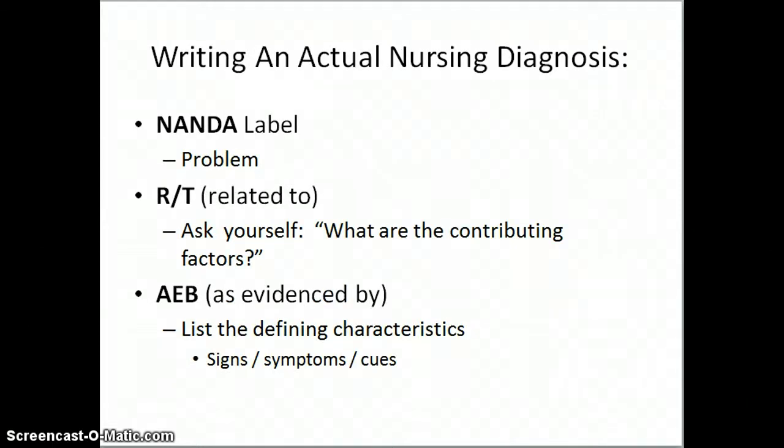With that actual nursing diagnosis then, our NANDA label comes from the book, and that's our problem, and that's always written exactly like it is in the book. For the related to, we have to ask ourselves, what are the contributing factors that go with that? Those ideas are in the book in italics, and then the evidence will not be found in the book.